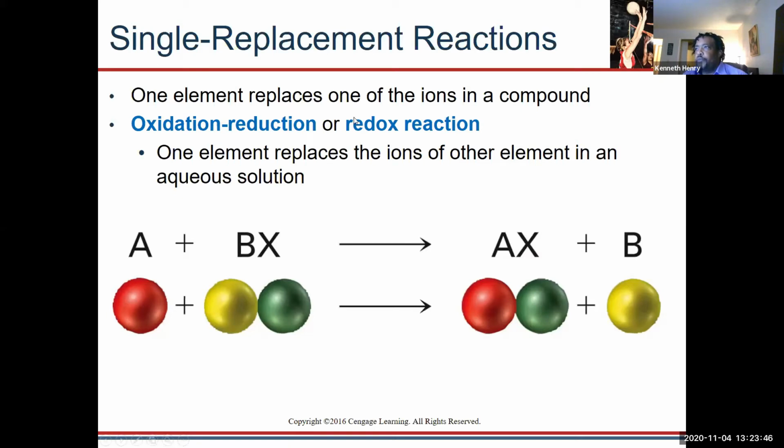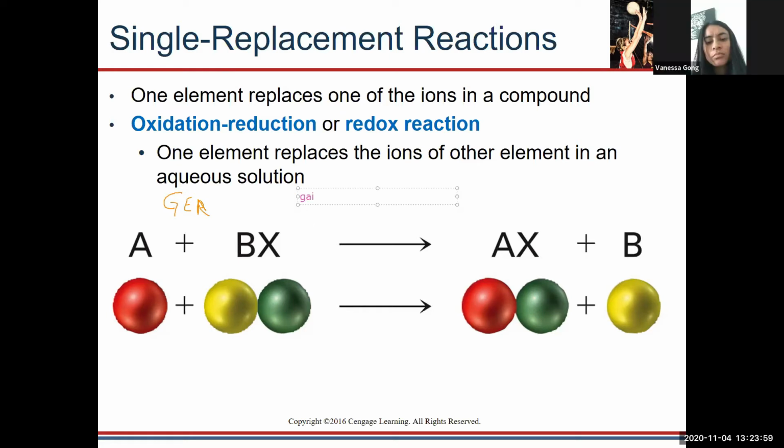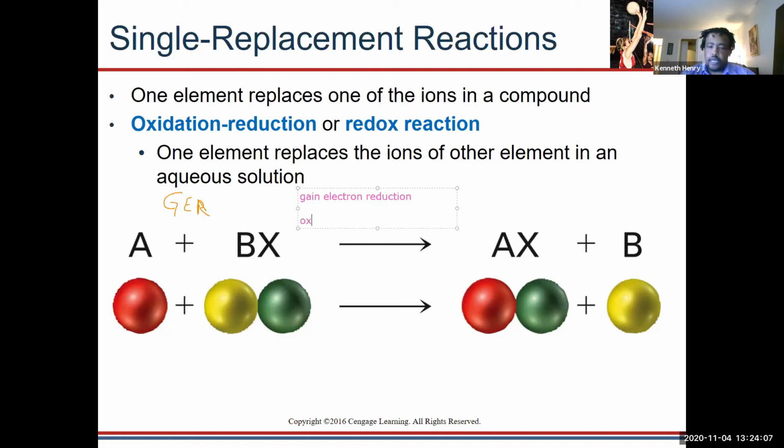The way I always remember it is GER: gain of electron is reduction, and oxidation is lose an electron, LEO.